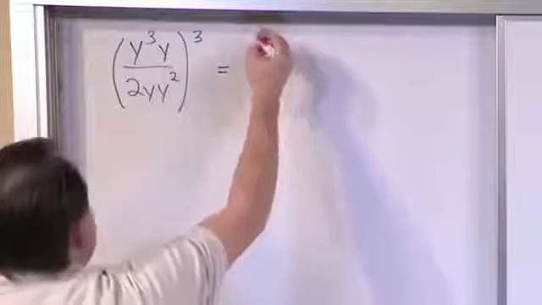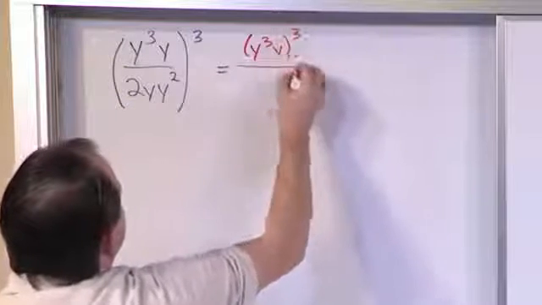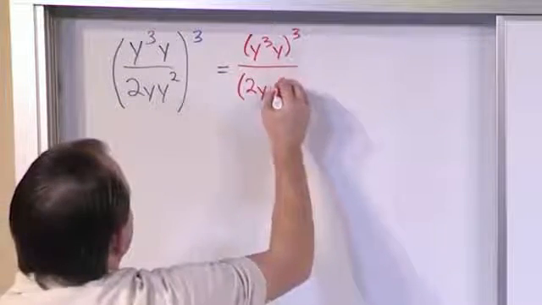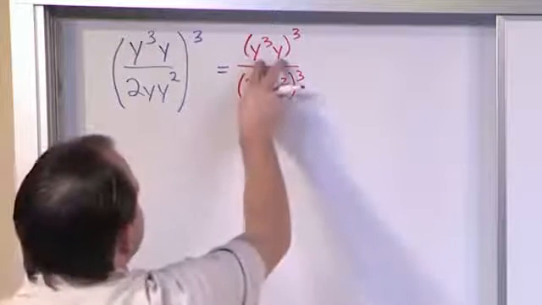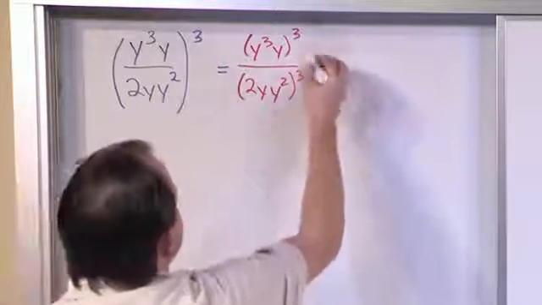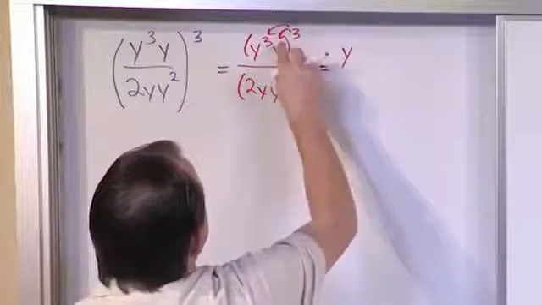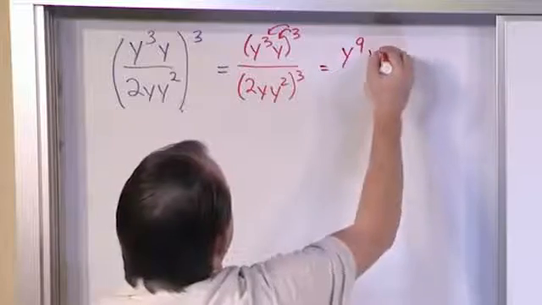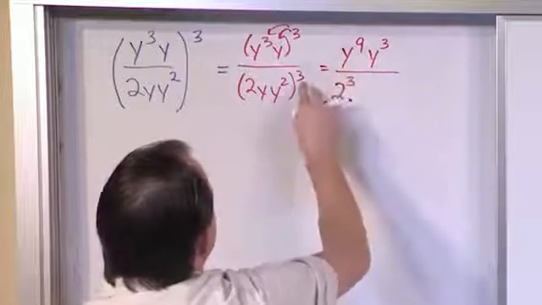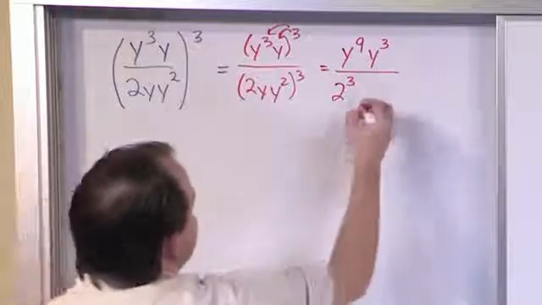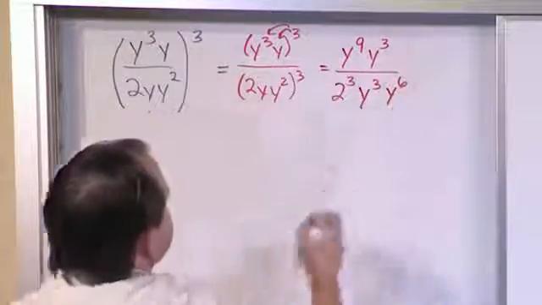So what I'm going to have on the top is y cubed times y raised to the 3rd power. On the bottom, I'm going to have 2 times y squared to the 3rd power. Okay? And so again, I could combine these here and then combine these here, but I also know that I can distribute the exponent into whatever's inside the parentheses. So let me just show you that way. So you'll have y, 3 times 3 gives me 9, y to the 3rd power, just multiplying 1 times 3. On the bottom, you're going to have 2 raised to the 3rd power because that applies to everything down there. And then I'm going to have y to the 3rd power, 3 times 1, and then y, 2 times 3 is 6 down there.